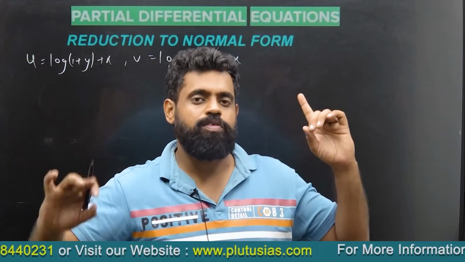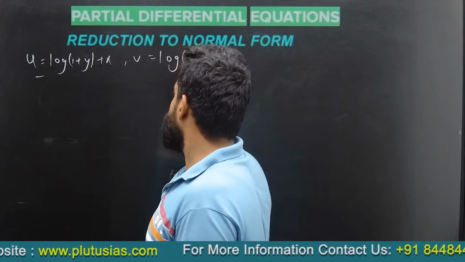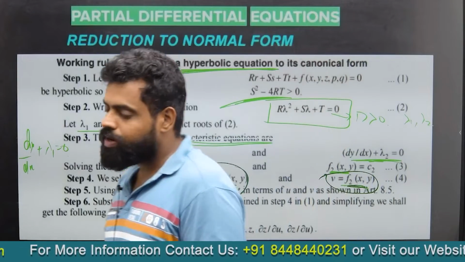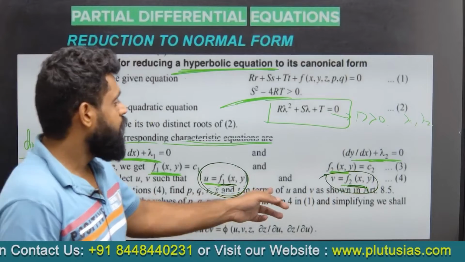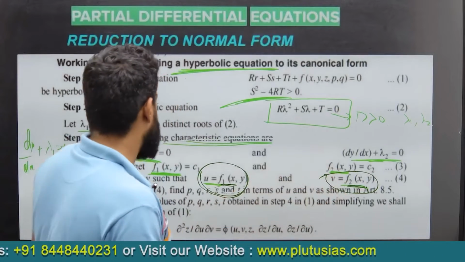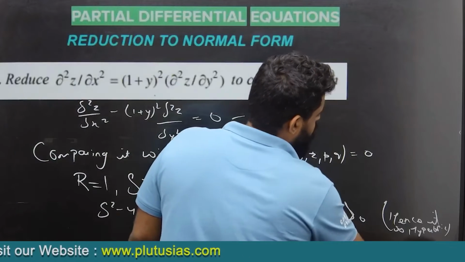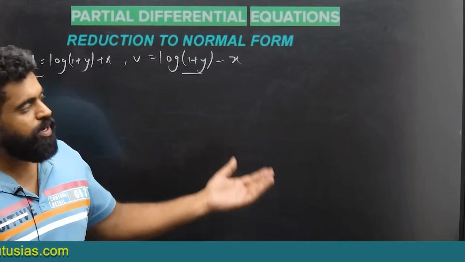And then solving those differential equations, we get the values of u and v. Now, what is the other step we see? The other step is that we have to find p, q, r, s, t in terms of u and v. This is our last step, and now our question is done. But this is the bigger step.